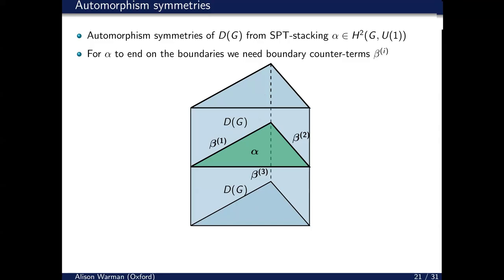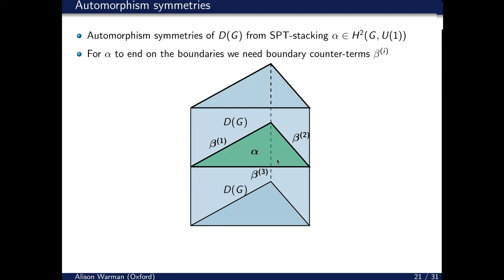inspired by the condensed matter perspective, are those obtained by basically stacking an SPT on this surface. So here we actually consider a group 2-cocycle, so we should think of this really as a 1+1D SPT, but we can stack it on this 2D surface.